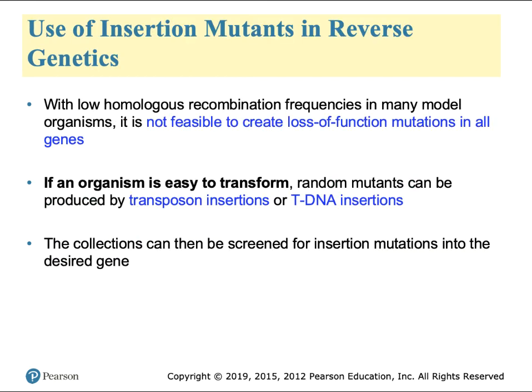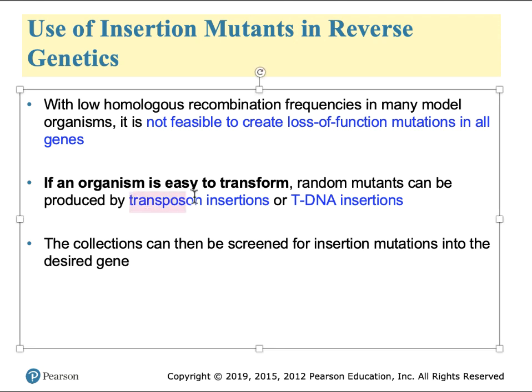Should the above mechanisms not be conducive to your organism of study, then there are some alternatives available sometimes. In some cases, when you can't create these loss of function mutations using knockouts, there are some alternative mechanisms that can be used. Once again, transposable elements or parts of transposable elements can be utilized to mutate any gene in any organism. And those collections then can be screened for insertion mutations within the desired gene or genes.